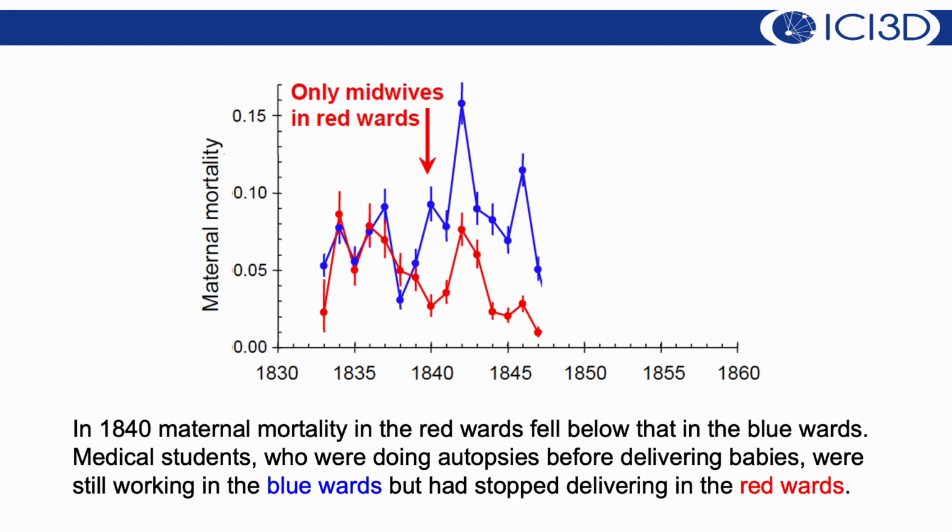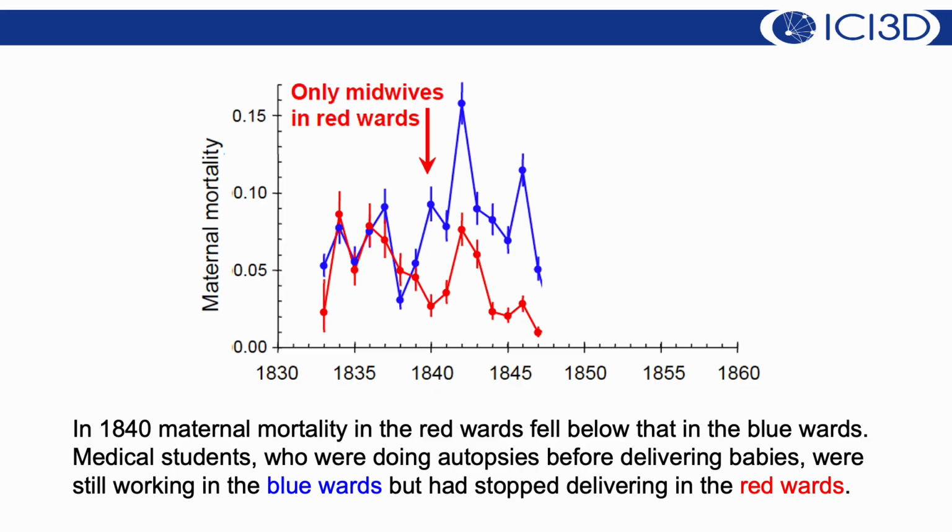Now I say only a midwife. What I'm saying is the midwife, of course, does not have a medical degree. So she, by definition, has had less medical training than the junior doctors. And yet what you can see is that after about 1838, the proportion of women dying when they're being looked after by a junior doctor is markedly higher than amongst the women who are being looked after by a midwife.